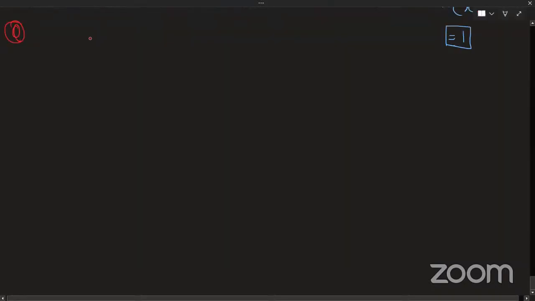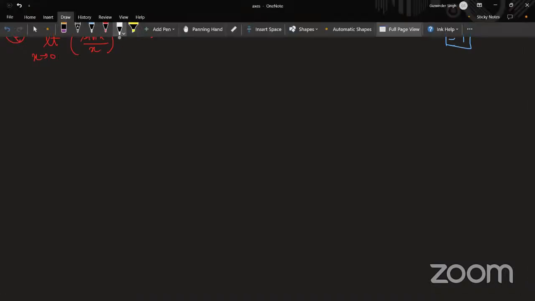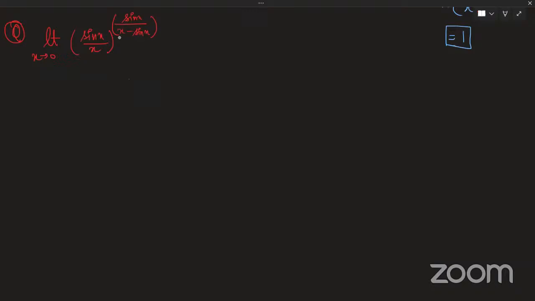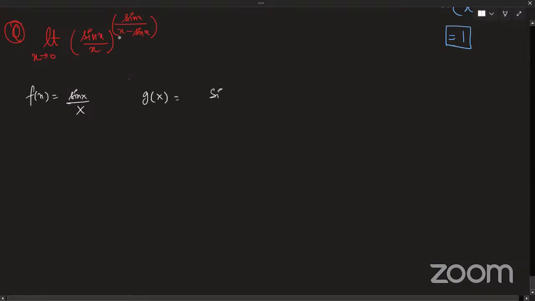So you have limit x tends to 0. This one is really special. sin x divided by x raised to sin x divided by x minus sin x. So obviously you have f of x raised to g of x. So your f of x is sin x by x, and your g of x is sin x divided by x minus sin x, right?